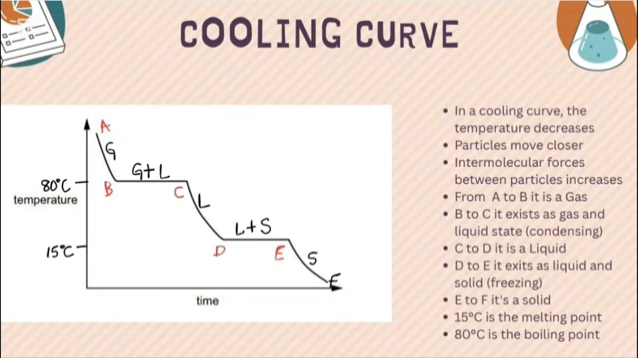15 degrees Celsius is the melting point. 80 degrees Celsius is the boiling point. Note that S, L and G stand for solid, liquid, and gas. Between B and C, and between D and E, there is no change in temperature as the substance is releasing heat and intermolecular forces are being formed to maintain its state.